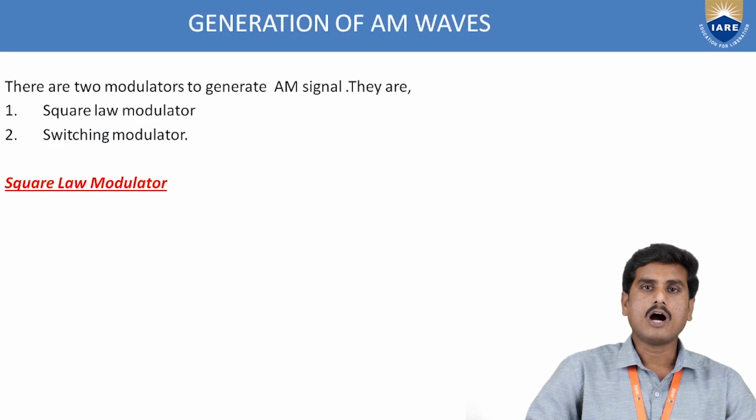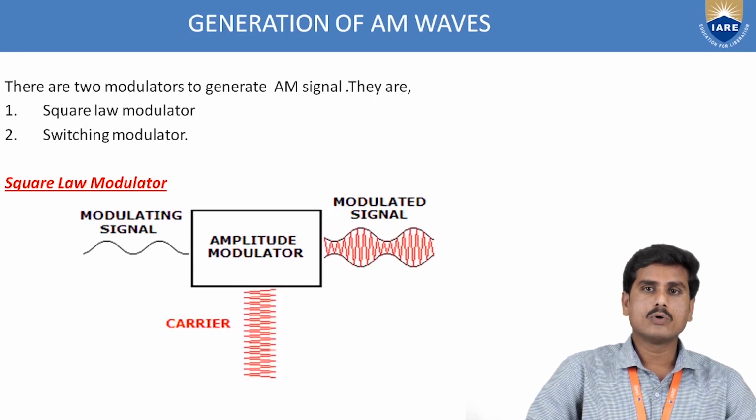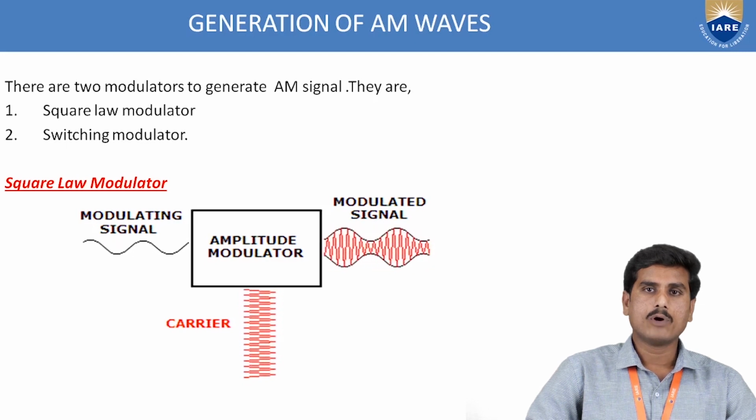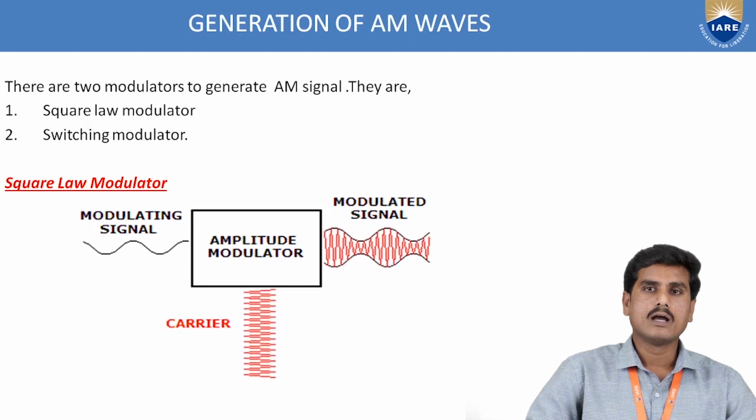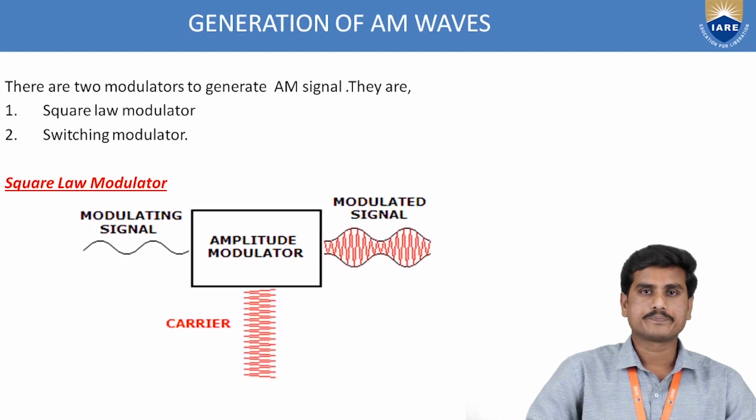Now we'll see how to generate the amplitude modulated wave. So basically we have two different types of modulators. One is the square law modulator and the second one is the switching modulator. Let us see the square law modulator. In the square law modulator we require two inputs: one is the modulating signal, that is our message signal or input signal, and the second input is the carrier signal. These two signals are applied to the square law modulator and then we get the modulated output.